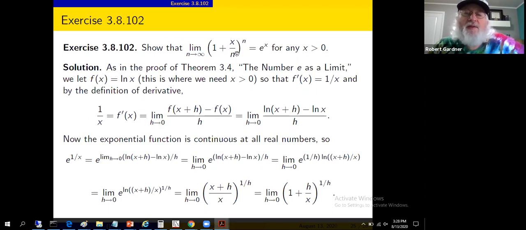Does that look like this? No. We want e to the x, not e to the 1 over x. We got an x over n at least. No, we get an h over x. That's no good either. So we need to do a little modifying. We'll do it on the next slide. But we got e to the 1 over x equals this limit. And this isn't what we're looking for exactly.